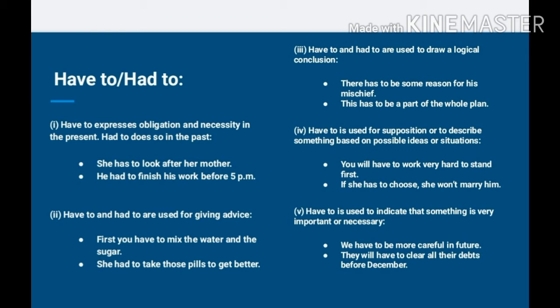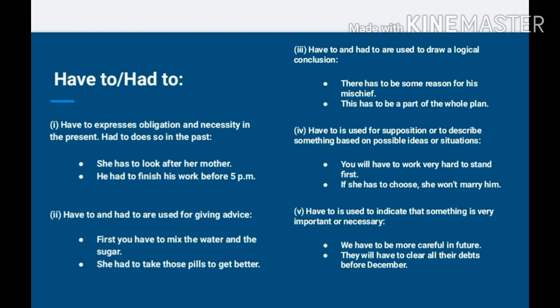Secondly, have to or had to are used for giving advice. Let's look at the examples. First, you have to mix the water and the sugar. Second one, she had to take those pills to get better. In these two sentences, have to and had to are used to give advice.